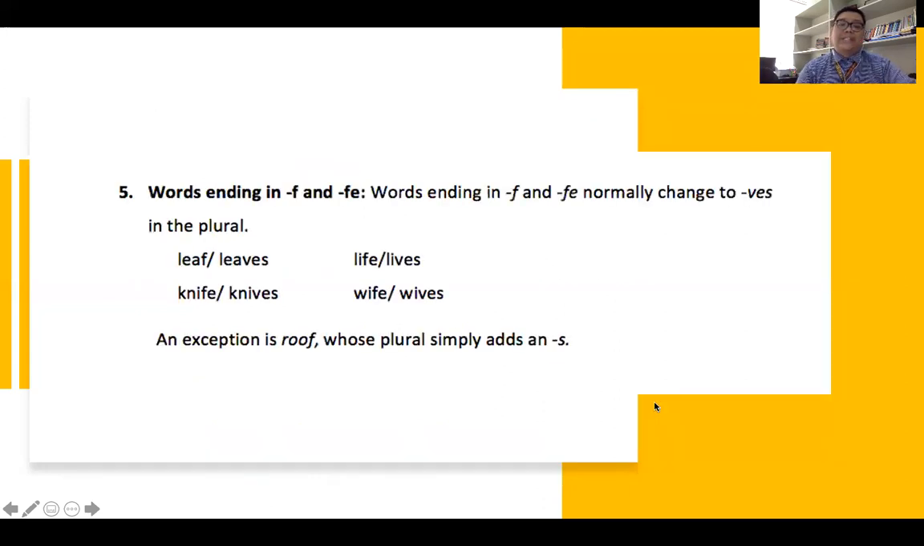Next one is words ending in F and FE. Words ending in F and FE normally change to VES in the plural. For example, we know this is elementary, right? Leaf, leaves, knife, knives, life, lives, wife, and wives. An exception is the word roof, whose plural simply adds an S. So you say roofs.